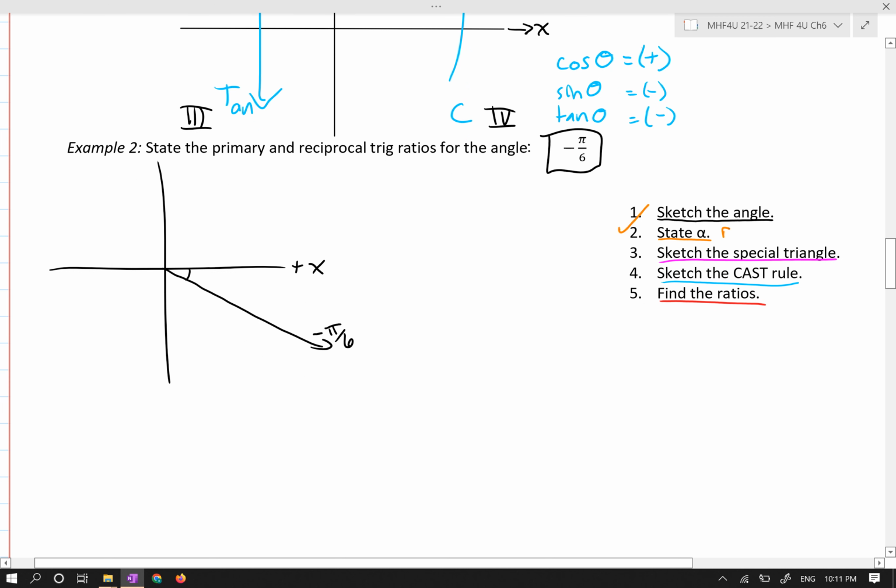So our related acute angle, that's angle alpha. Now we measure this from our terminal arm to the closest x-axis. That means either to the positive x-axis or to the negative x-axis. Here we can see the closest x-axis. That's our positive one. So we're working right here.